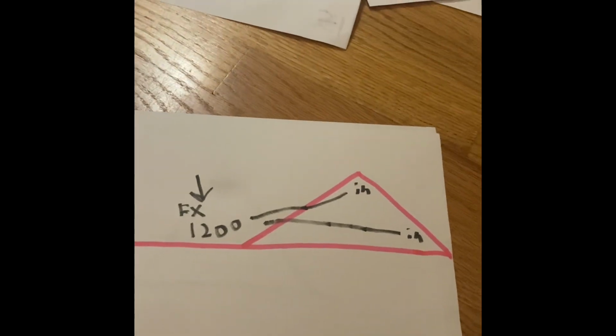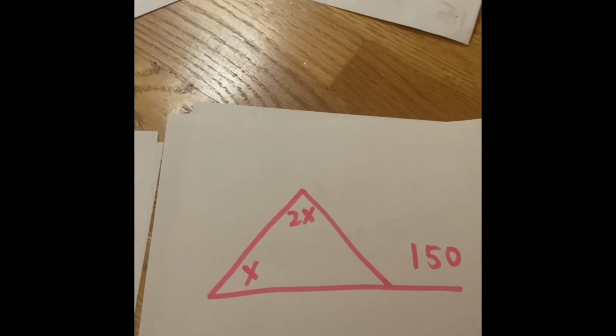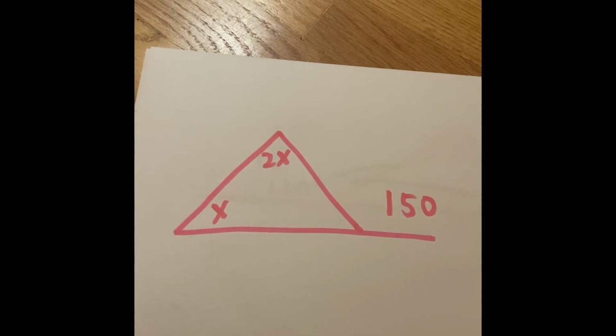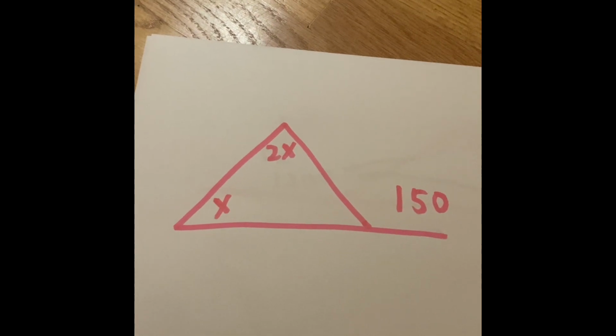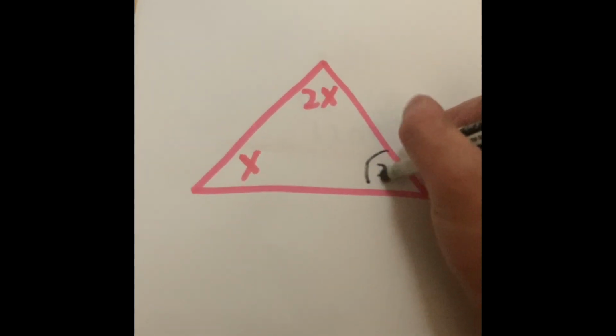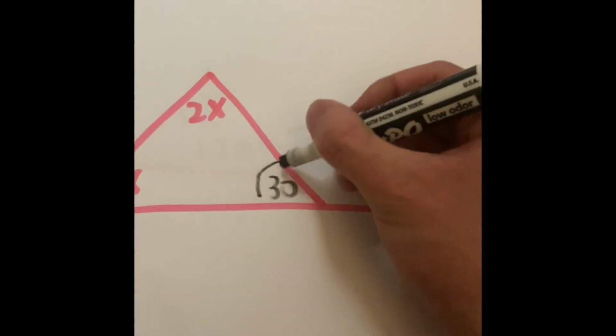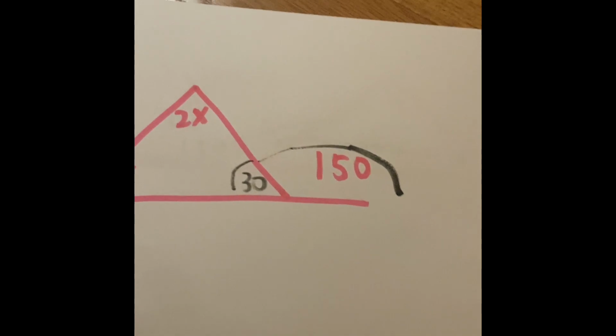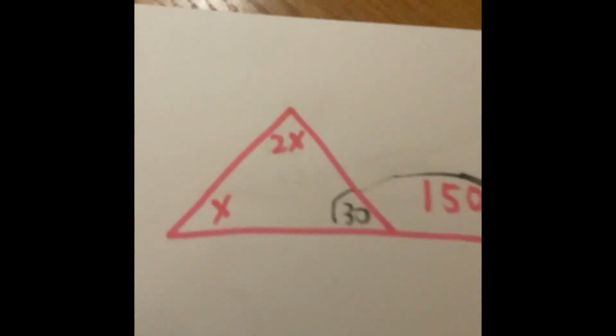Let's do a problem. So we have 150 degrees right there as the obtuse angle. We need to find out what these angles are. We can easily find that this one is 30 because this is a straight line. These are called supplementary angles. But hang on, what is x and what is 2x as an angle?